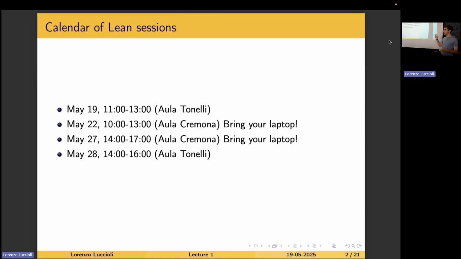So here are the dates of the lectures. If you come to the second and third lecture, please bring your laptop because we'll be trying to code something together. You do not need to download or install anything. We'll be using the Lean web interface. And then in the last lecture, we're going to be talking about the interactions between Lean and artificial intelligence.